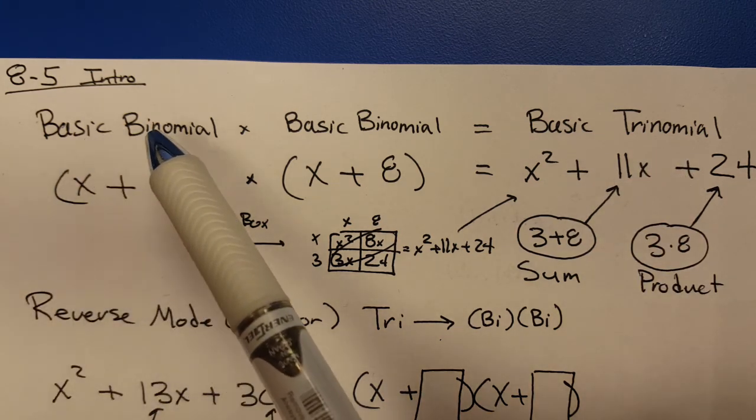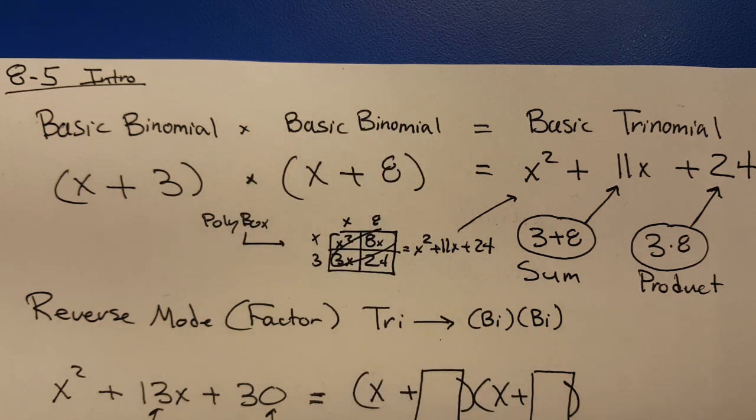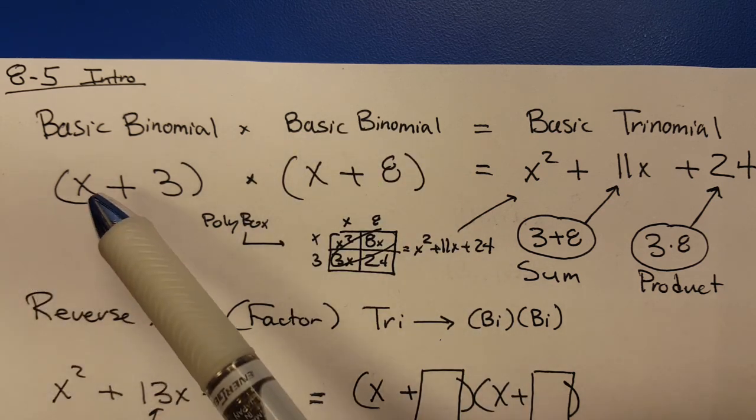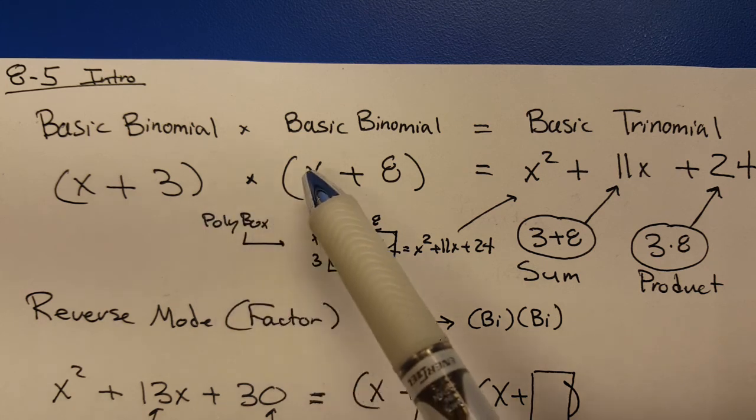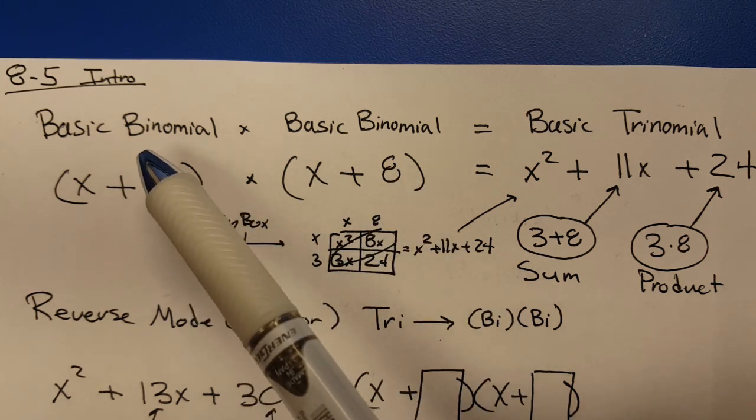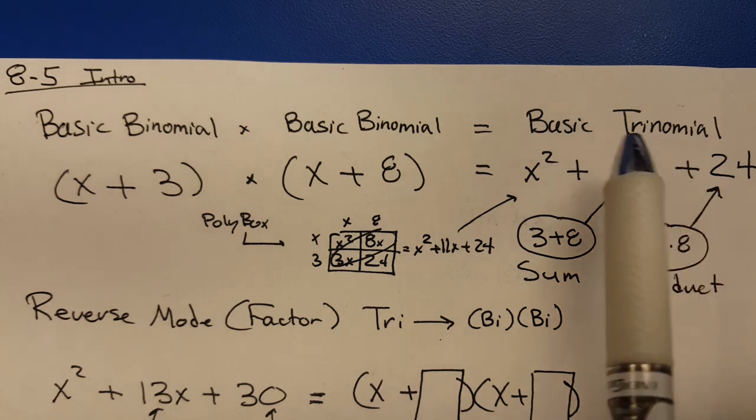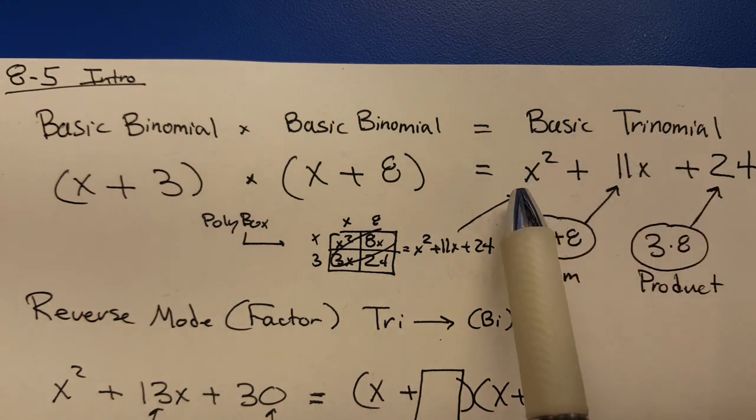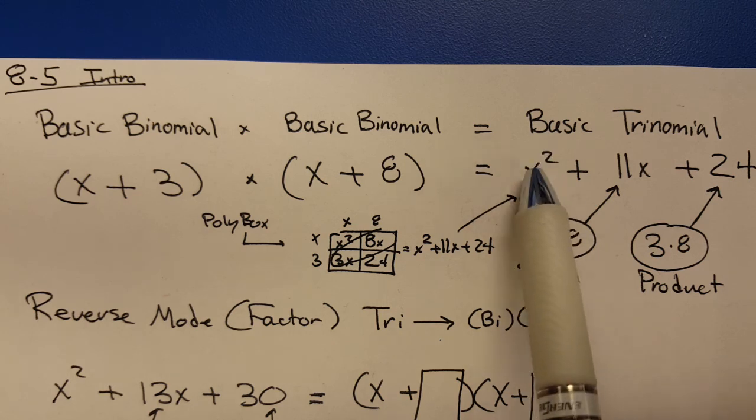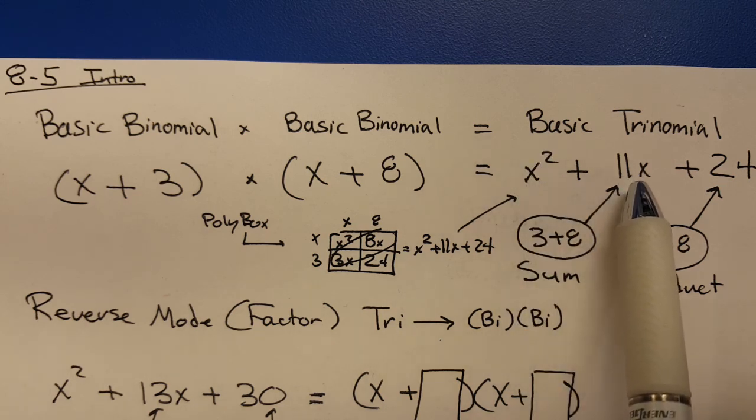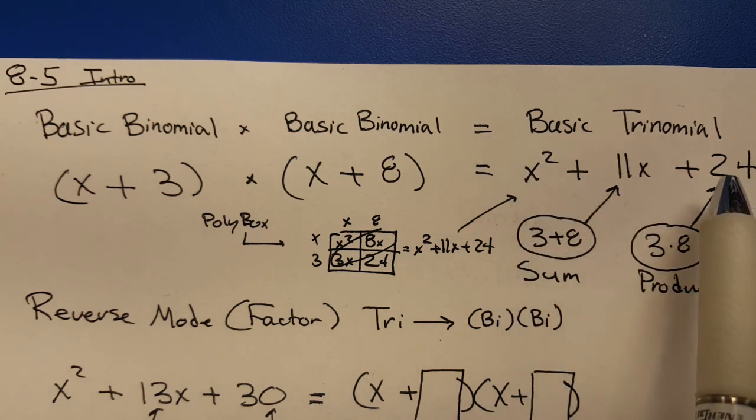So when you take a basic binomial times another basic binomial, what do you mean by basic, Mr. K? You've got a plain variable and a number. So when you take a basic binomial times a basic binomial, you'll get this thing called a basic trinomial. What's a basic trinomial look like? The x squared, the variable squared, is all by itself at the front. You've got a number times the regular variable, then you've got a number all by itself.